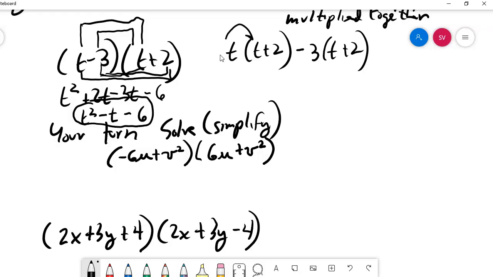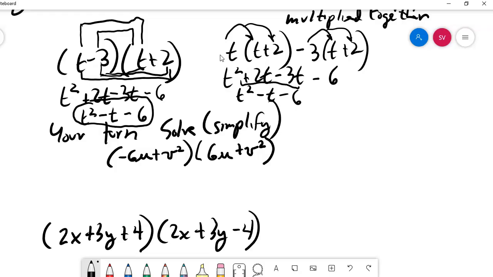So that's the dissection part. The distributive part is we distribute the t by multiplication, and distribute the minus 3 by multiplication. t times t is t squared. t times plus 2 is plus 2t. Minus 3 times t is minus 3t. Minus 3 times plus 2 is minus 6. We combine like terms and you get t squared minus t minus 6. Same answer we got when we did the FOIL method.